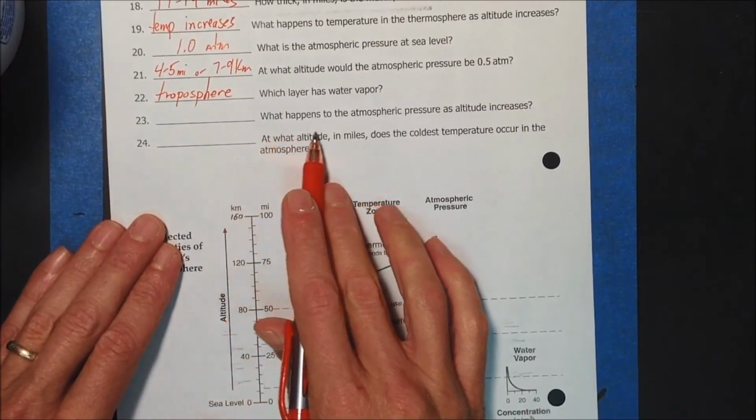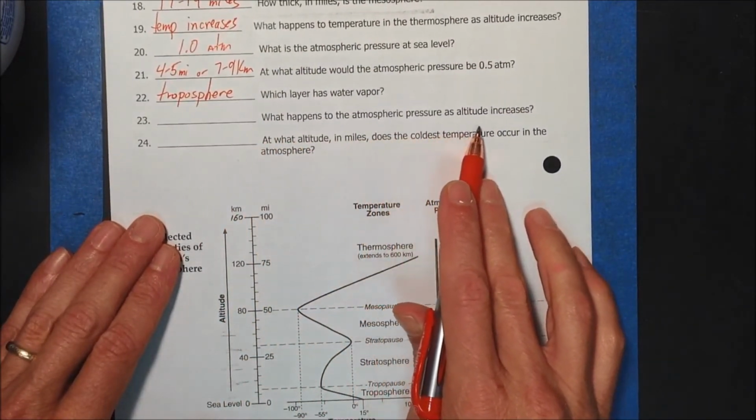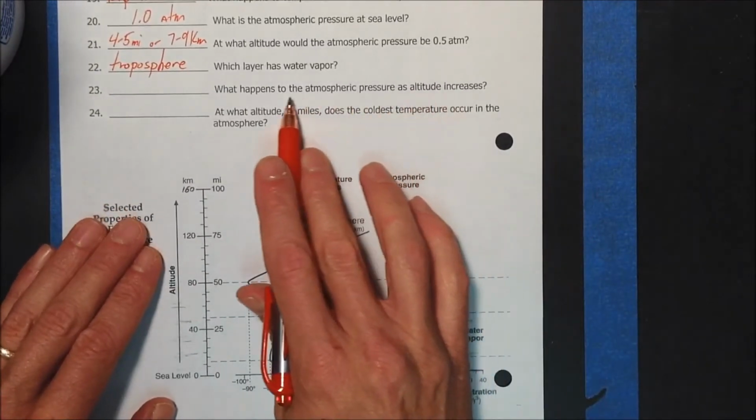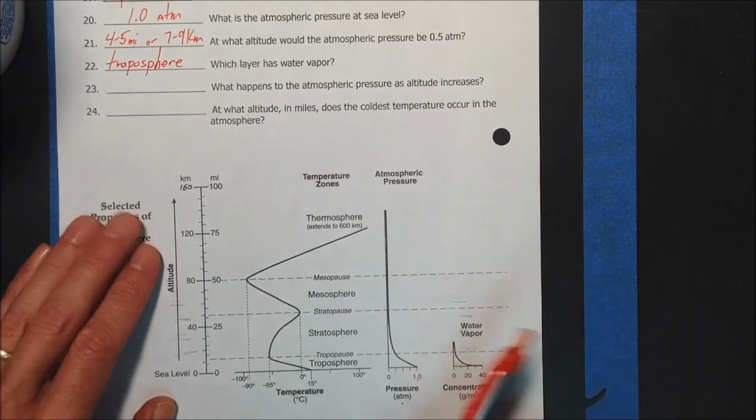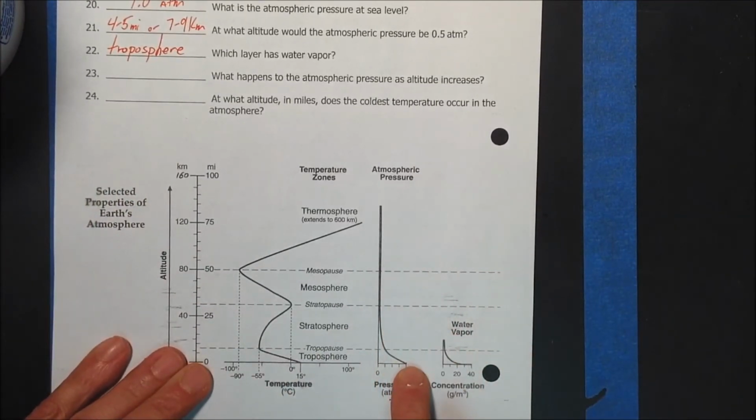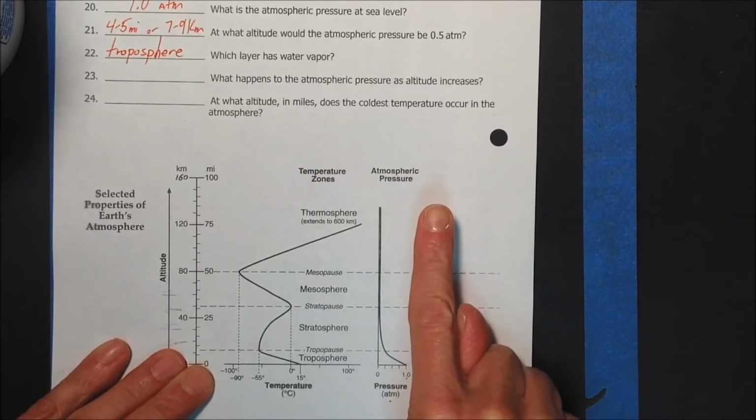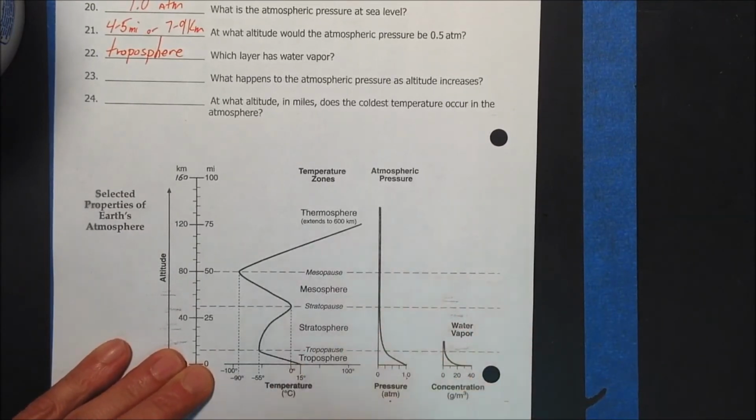And then 23. What happens to the atmospheric pressure as altitude increases? It says pressure. As you go up that way, it starts at 1. As you go up this way, the pressure gets lower and lower and lower.